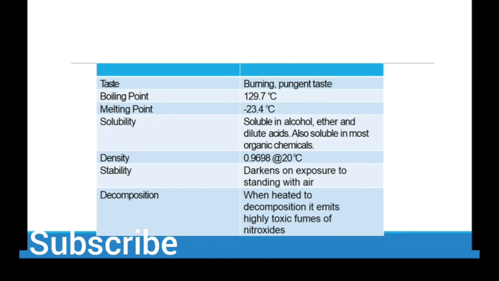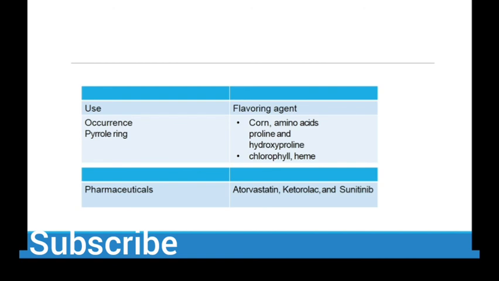Stability: it darkens on exposure to air, so the color changes because of exposure to air. Decomposition: when heated to decomposition, it emits highly toxic fumes of nitrogen oxides. It is used as a flavoring agent. Occurrence of the pyrrole ring: it is present in corn, amino acids proline and hydroxyproline, chlorophyll and heme. Then pharmaceutical drugs.